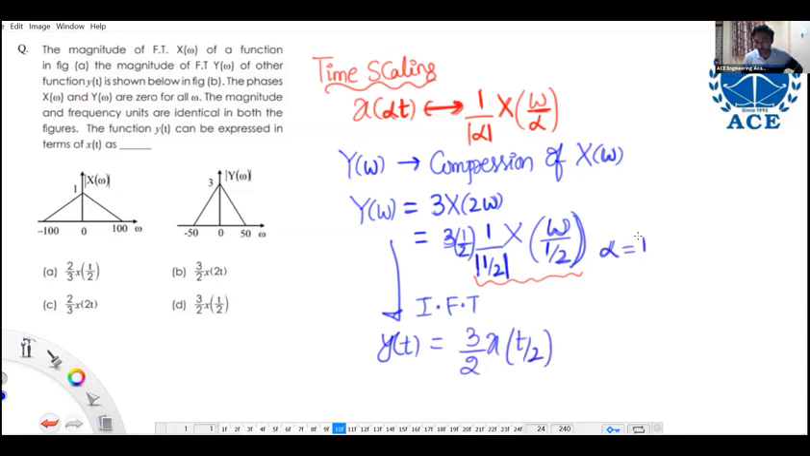Alpha is 1 by 2 according to property notation. So 3 by 2 X of t by 2.